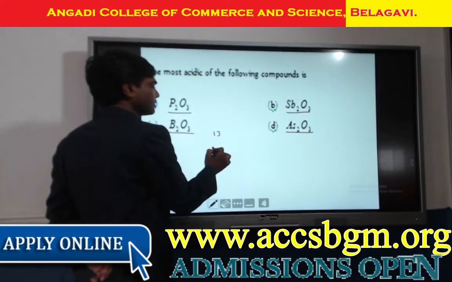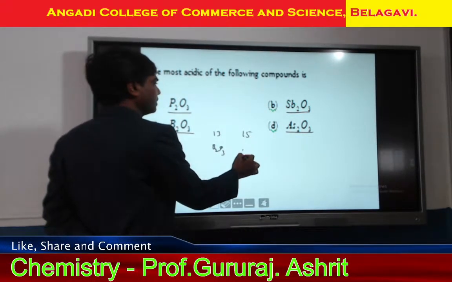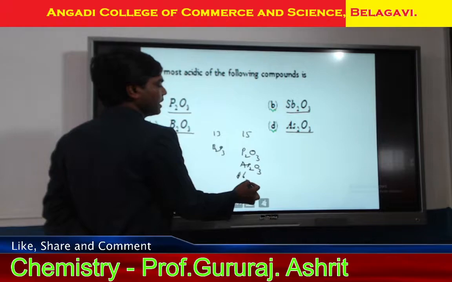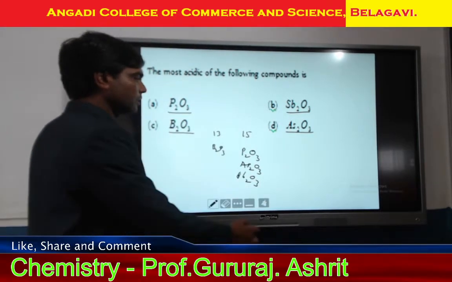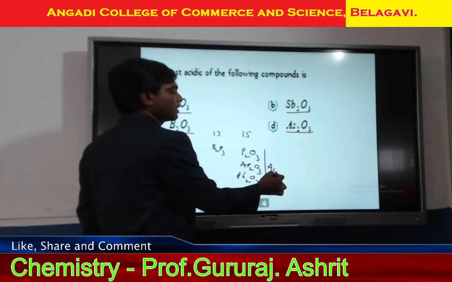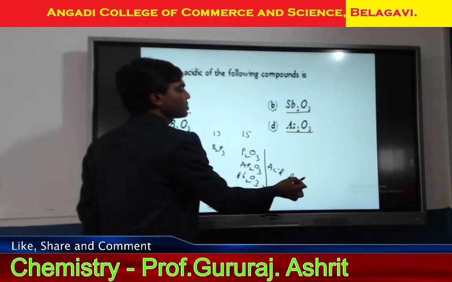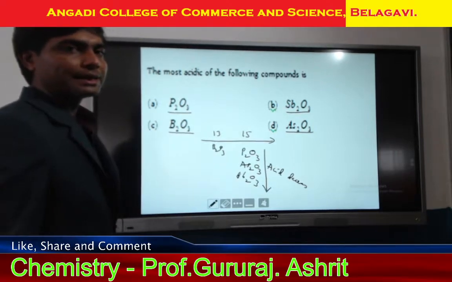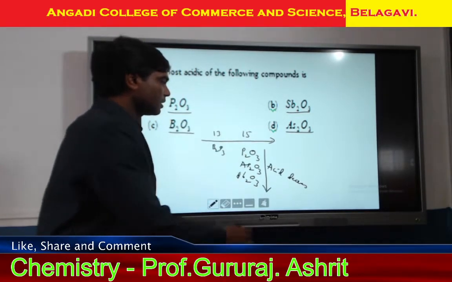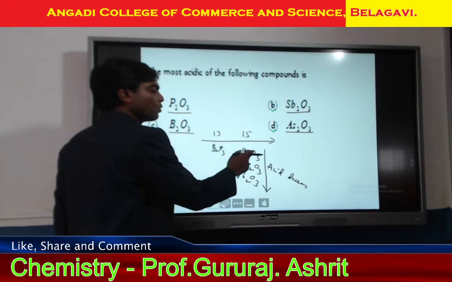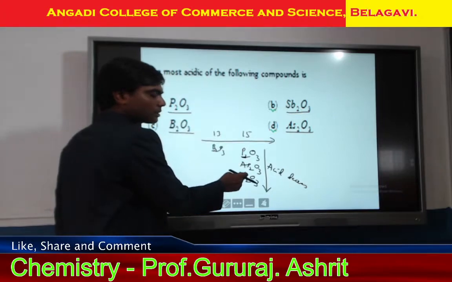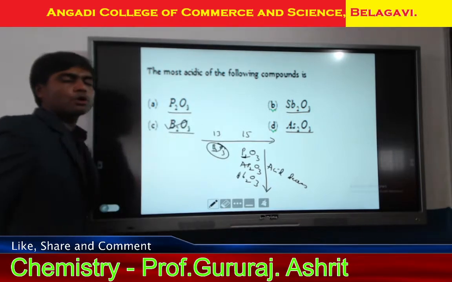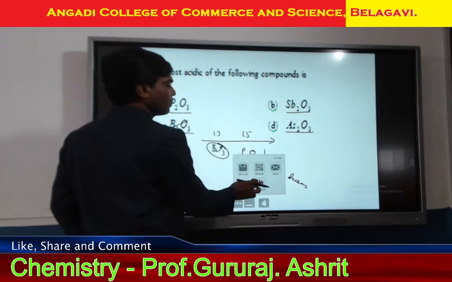When you write like this, B2O3 will come here, in the 13th group. The next one will be arsenic oxide, and the last one will be Sb2O3. We know that down the group, acidic character goes on decreasing because metallic character goes on increasing, and along the period, acidic character goes on increasing. Phosphorus is also a non-metal, boron is also a non-metal, so both should be acidic. But the other two are metalloid and metal. Therefore, our answer is B2O3, boron trioxide, the most acidic compound of the following.